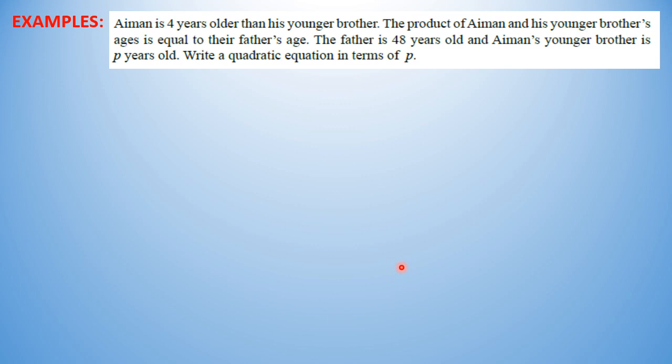Another example. Ayman is 4 years older than his younger brother. The product of Ayman's age and his younger brother's age is equal to their father's age. The father is 48 years old and Ayman's younger brother is P years old. Write a quadratic equation in terms of P. Okay, we look at the solution.